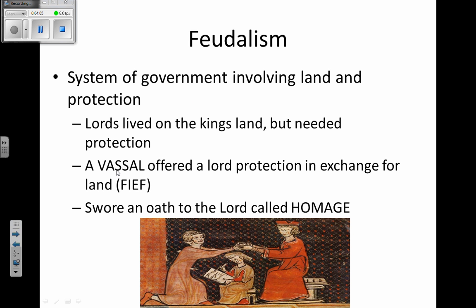So feudalism is a system of government involving land and protection. So in the feudal system, or in feudalism, lords lived on the king's land, but needed protection. A vassal then offered a lord protection in exchange for land, which was a fief. Okay, a vassal, or the most common vassal, was usually a knight, someone you would think of as offering protection. They swore an oath to the lord, which they called an homage.